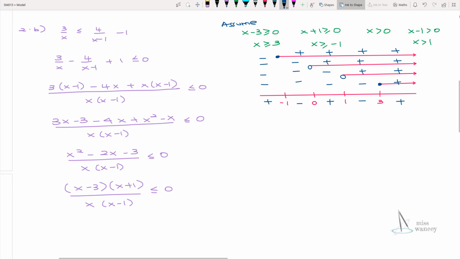Okay, so now refer to the question. So I want something that is negative. So the only region that will give me negative is somewhere in between negative 1 and 0, as well as 1 and 3. So that means the final answer will be negative 1, 0, as well as 1, 3.